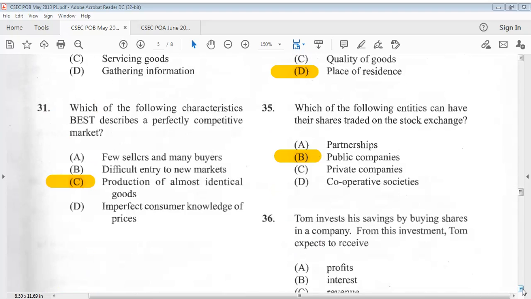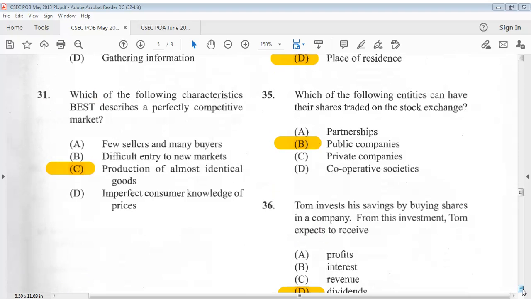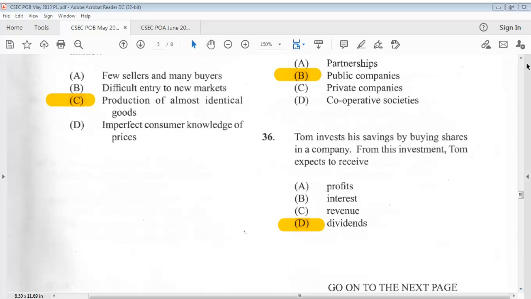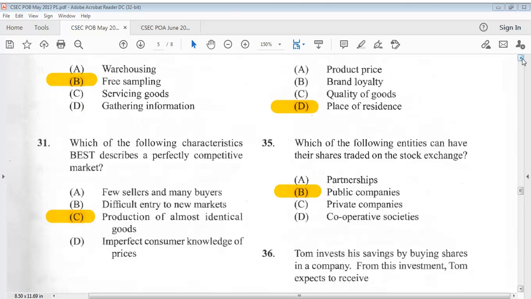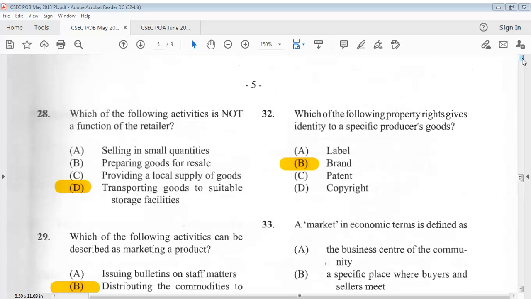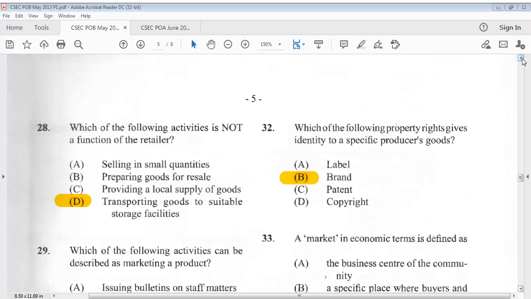31 says, which of the following characteristics best describes a perfectly competitive market? The answer is C, production of almost identical goods. Let's go on to number 32. Here it says, which of the following property rights gives identity to a specific producer's goods? We know that is B, brand.